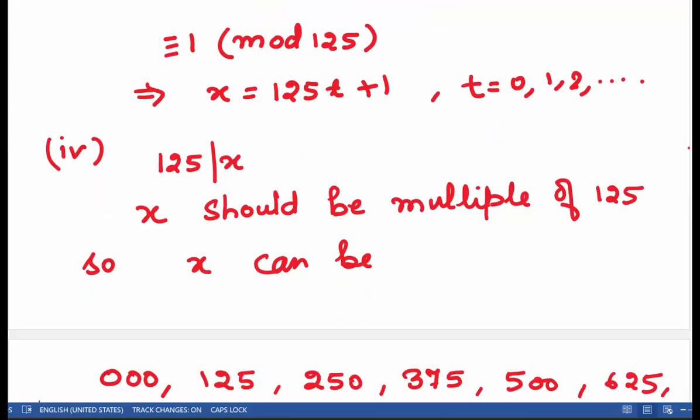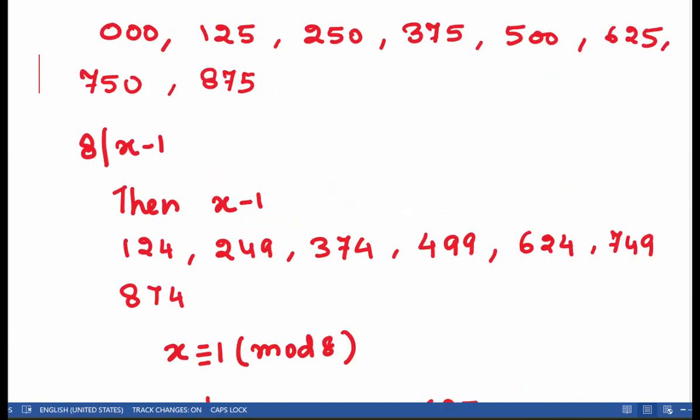Now let's come to the case when 125 divides x. x should be a multiple of 125. So x can only be 000, 125, 250, 375, 500, 625, 750 or 875, just because we are taking 3-digit numbers.